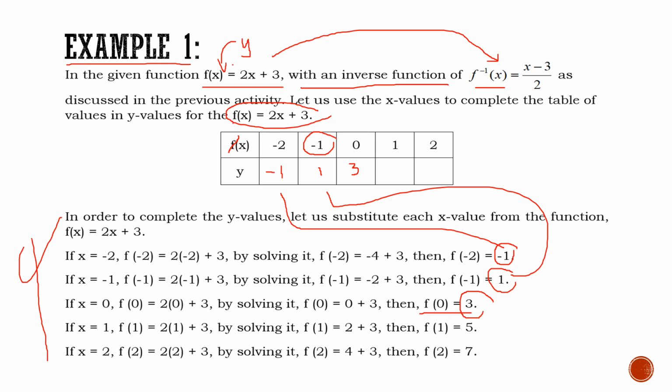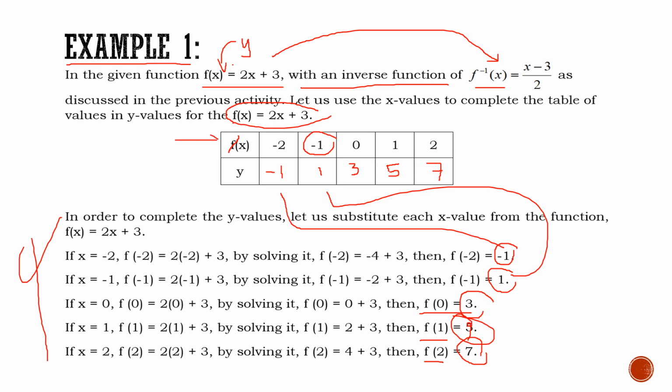Then next, once we apply positive 1 to your x variable, it becomes f of 1. Then 2 multiplied by 1 is 2, plus 3 is 5. So there is a positive 5 here: if the value of x is 1, your y is positive 5. Then if x is 2, f of 2 is equal to 2 multiplied by 2 plus 3, which is positive 7. That's why there's a value here equal to positive 7 if x is equal to 2.